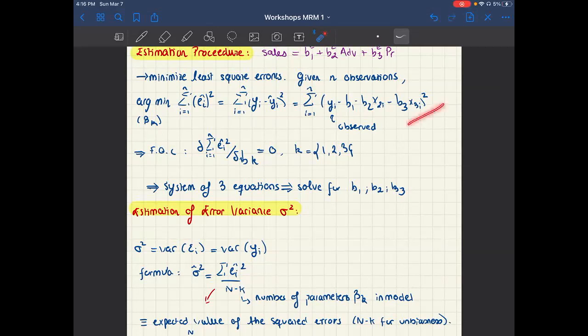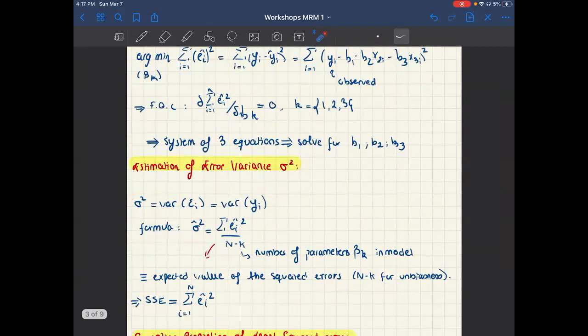So we want to minimize this function right here. We want to minimize it by getting the values for B1, B2, and B3 that minimize this whole expression, this whole summation.